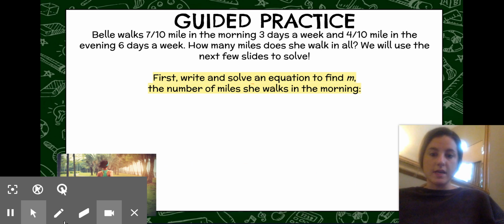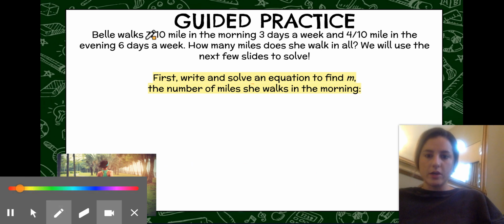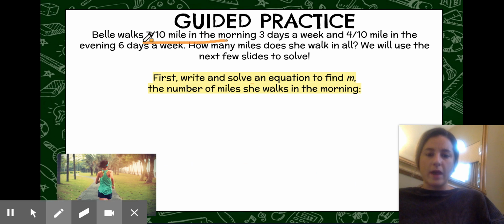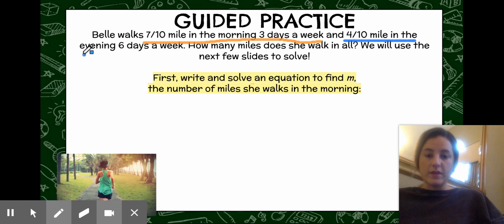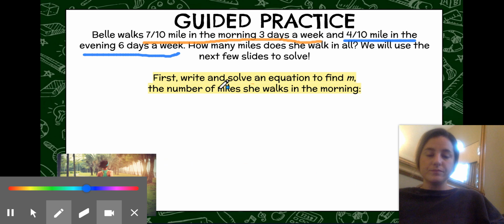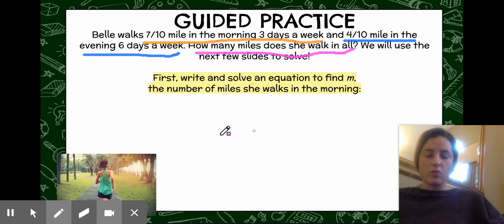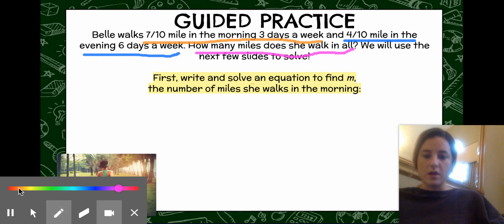Belle walks 7/10 of a mile in the morning 3 days a week, and 4/10 of a mile in the evening 6 days a week. I see important information here. 7/10 of a mile in the morning 3 days a week, and 4/10 of a mile in the evening 6 days a week. You could go into your own slides and you can highlight important information. The question is asking, how many miles does she walk in all? We will use the next few slides to solve.